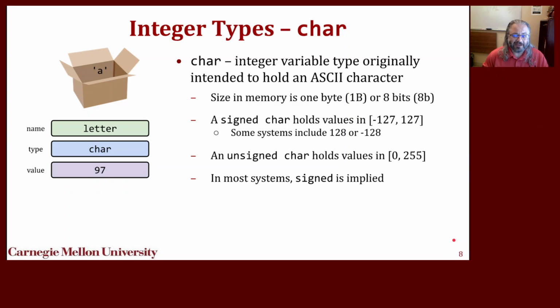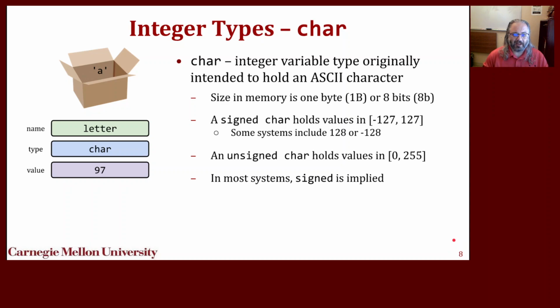ASCII characters are 7 bits, which means the largest ASCII character has the value 127. When ASCII characters were originally encoded, they were encoded into the values 0 to 127, so this range includes all ASCII characters. If we have an unsigned char variable, that will hold integer values between 0 and 255, because those are all the values that we can represent with 8 bits.